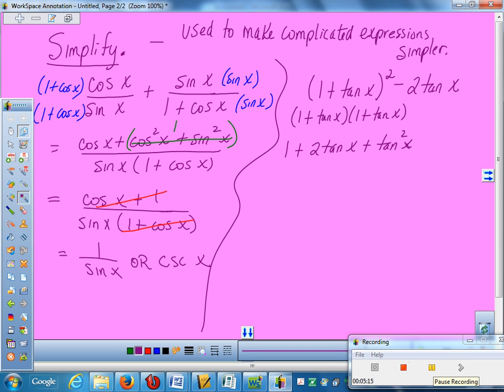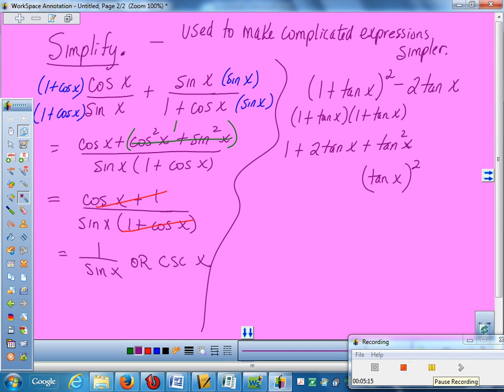Mathematicians are lazy. Technically, tangent x times tangent x should be written as tangent x squared, in parentheses. But mathematicians don't want to have to write those parentheses all the time, so we throw the square up here, but it means the entire tangent is squared.